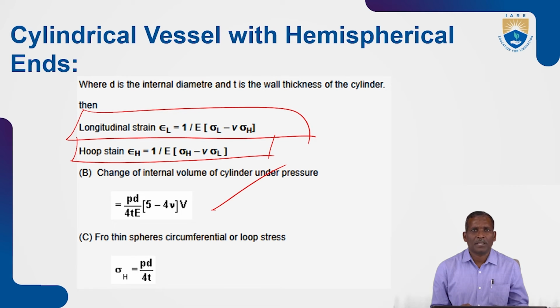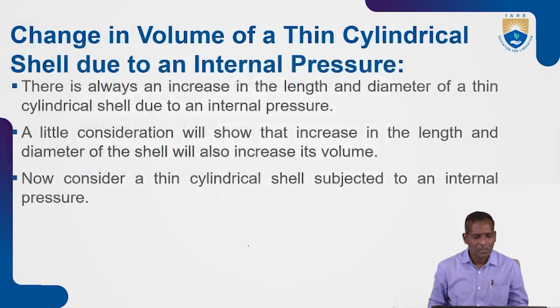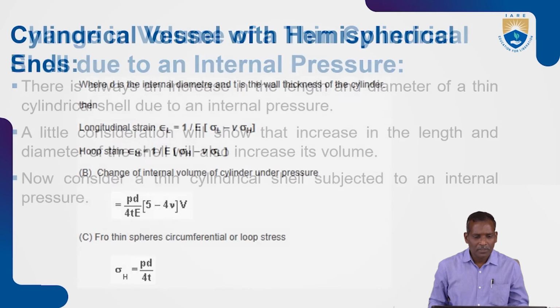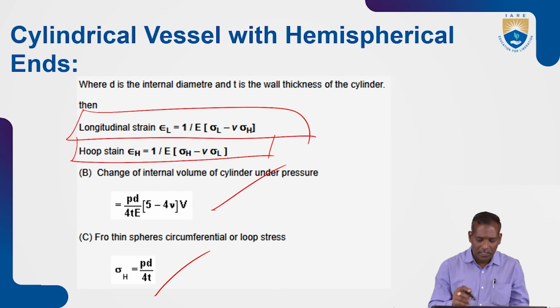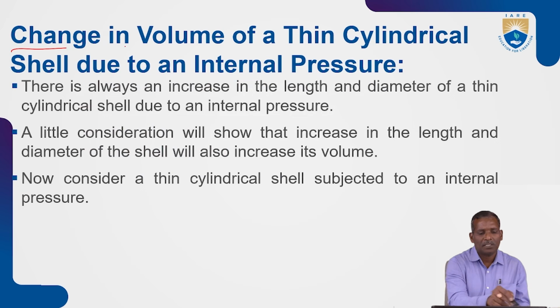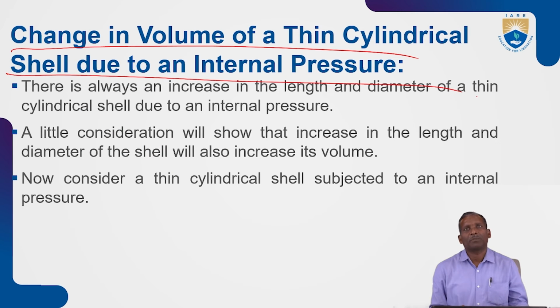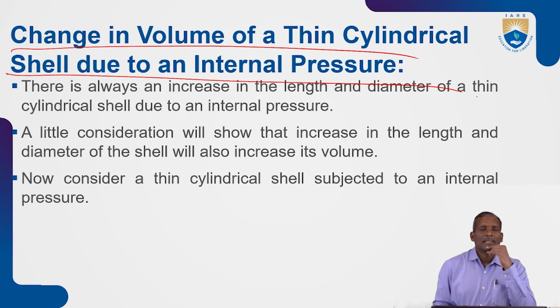So for thin spheres, the circumferential or hoop stress is PD by 4T, as you already know. Here we'll see the change in volume of a thin cylindrical shell due to an internal pressure. There is always an increase in the length and diameter of a thin cylindrical shell due to an internal pressure, as we have already seen in previous slides.